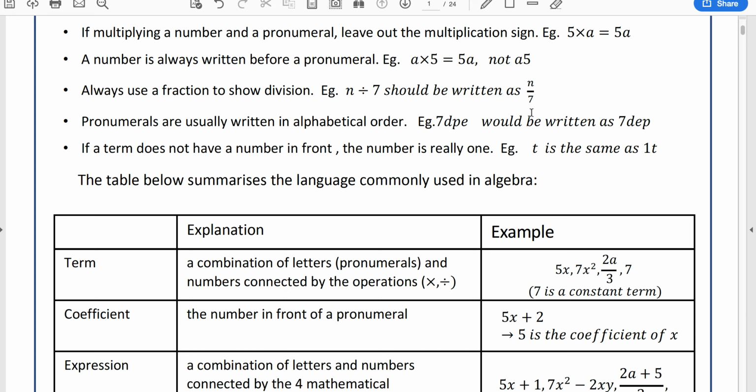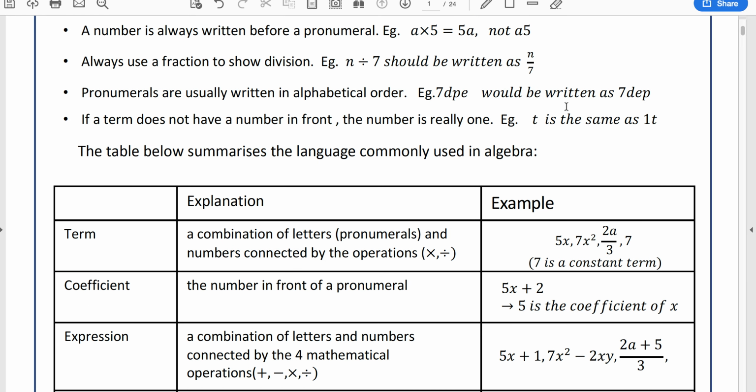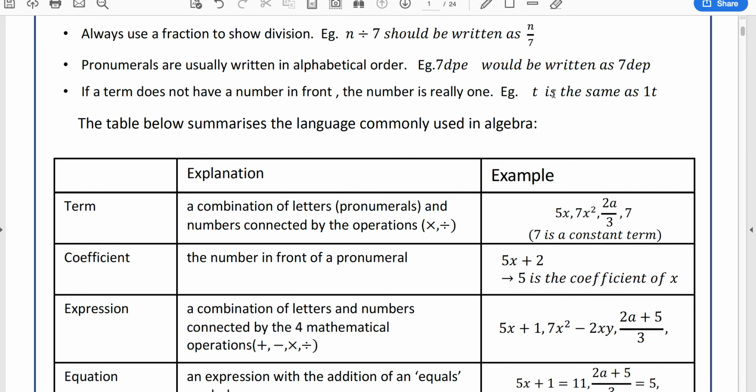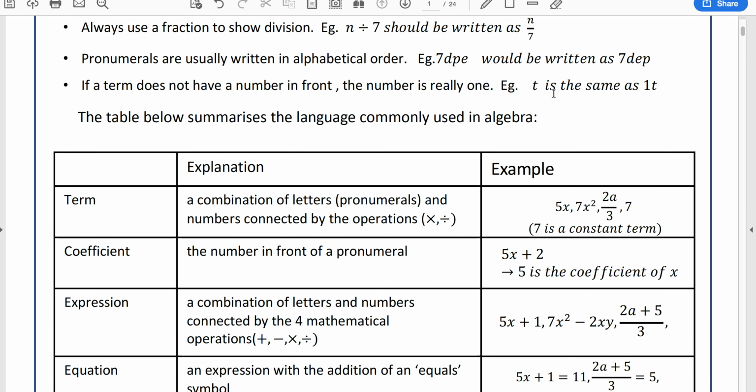Just one little thing, pronumerals, we tend to write them in alphabetical order. I'm not really going to be too fussed about that one, but that's just for your knowledge. If the term doesn't have a number in front, it actually does have a number. It's just almost like an invisible number 1. So if we see the pronumeral T, it's referring to one group of T or one lot of T.